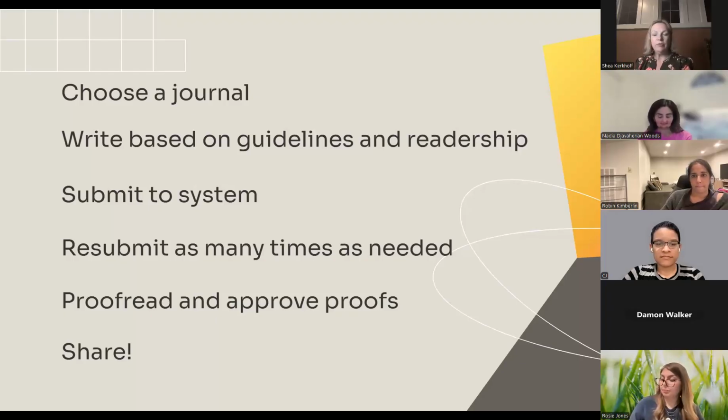And then once you approve that, it normally goes online first. So maybe it's put online in 2026, but it's not in the volume and issue until 2027. But it'll go online first. And once it's online, share that puppy, get the word out. Right. So that's the process.